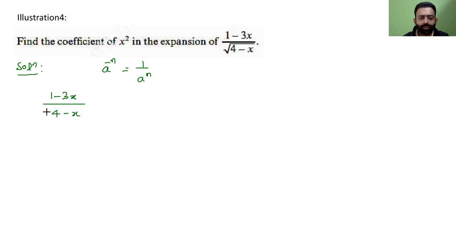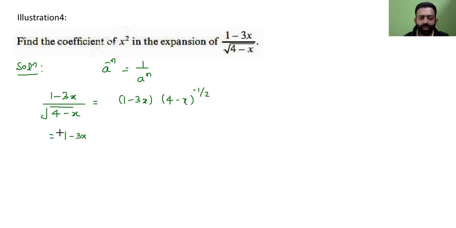So (1 minus 3x) over the square root of (4 minus x) is equal to (1 minus 3x) into (4 minus x) raised to power minus half, because a power of half is a square root, and if it is in the denominator we write it as minus half. So it is 1 minus 3x.